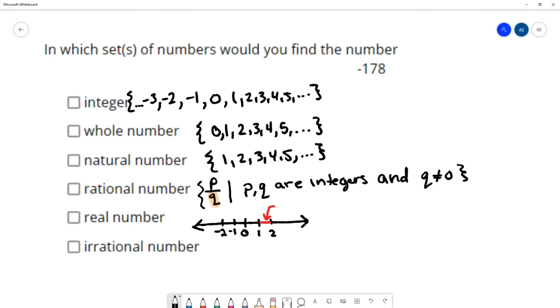and we have the irrational numbers, and the irrational numbers are the numbers that are not rational. So these are the numbers that cannot be written as fractions. This will include square root of 2, pi, which is approximately 3.14, square root of 3, and square root of any non-perfect square.